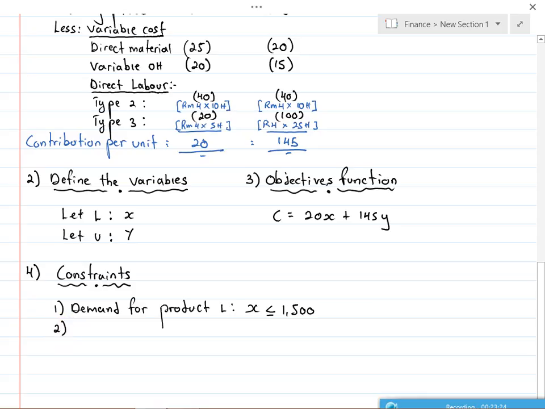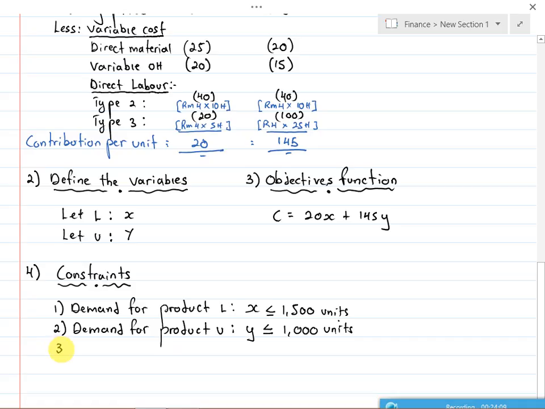Number 2. Demand for product U. So now how do you put the equation? Y less than or equal to 1,000. Very good. But what is this? This is 1,000. Don't forget the units. Next.